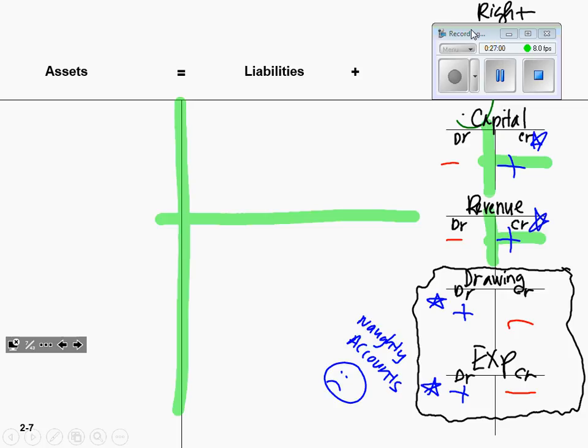But let's think about this a minute. They made owner's equity go down last chapter. You didn't get to keep the drawing. You didn't get to keep the expenses, and we subtracted them off. So is it basically like saying all of our capital plus all of our revenue minus our drawings minus our expenses? You knew about the naughty accounts last chapter. It's just now we're putting it into a visual format.